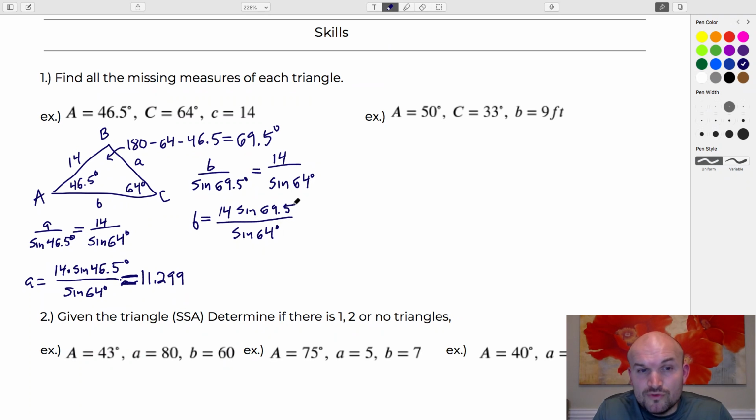I do move a little bit faster here when I'm solving things, and I do kind of apologize. If you guys need some further explanation, let me know. Obviously we do a lot of the same stuff over and over again, and a lot of it is just typing into your calculator, for instance, 14 times the sine of 69.5 divided by the sine of 64.